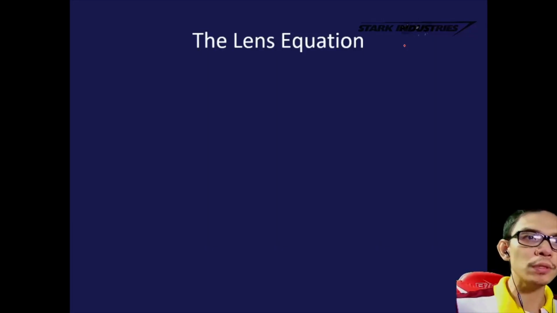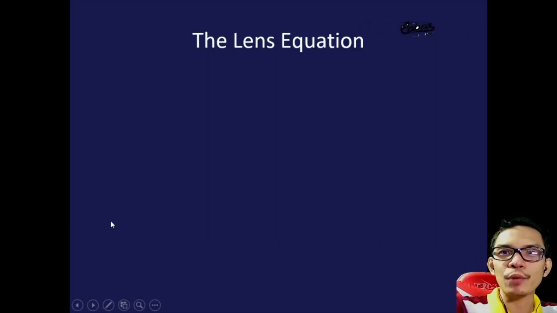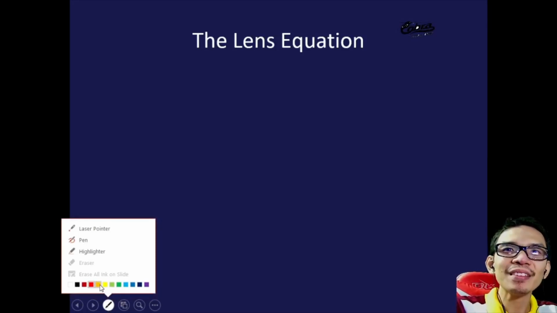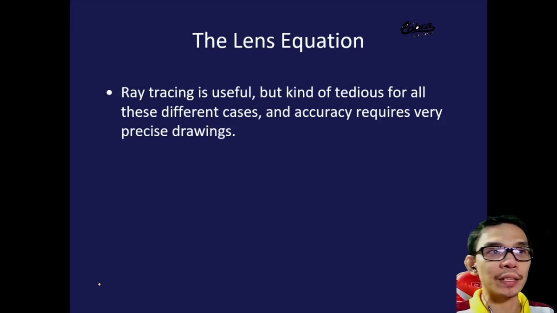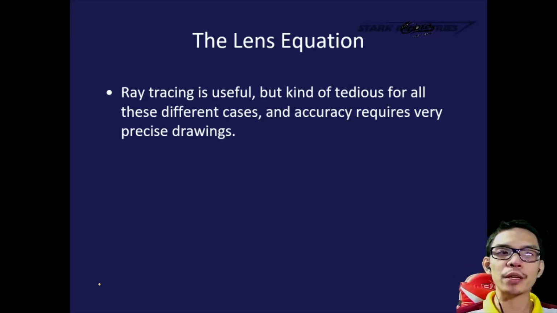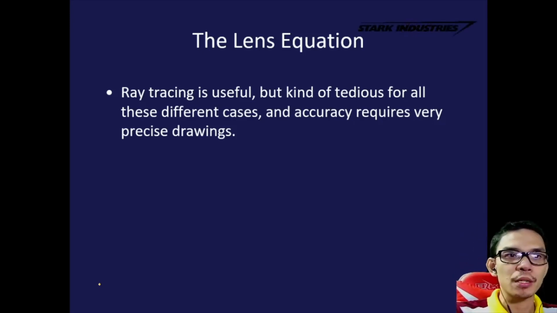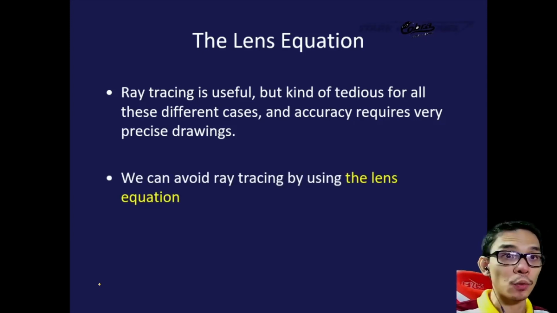Now, let's go to the lens equation. For this one, I will change the color of my pen to orange. We talked about earlier that ray tracing is very useful, but kind of tedious in terms of how it's done. In terms of accuracy, it requires precise drawings, so you need a straight line and good measuring equipment like a very straight ruler. Therefore, we are going to use the lens equation.